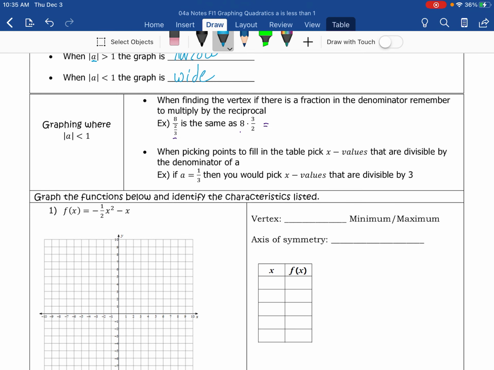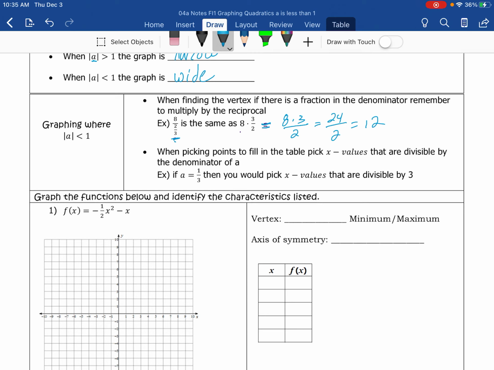Okay, so I have a couple tips here. When finding the vertex and you're dividing by a fraction, remember that dividing by a fraction is the same thing as multiplying by the reciprocal. So if I have 8 over 2/3, that's the same thing as 8 times 3/2, which is going to be 8 times 3 over 2, which would be 24 over 2, which would be 12.